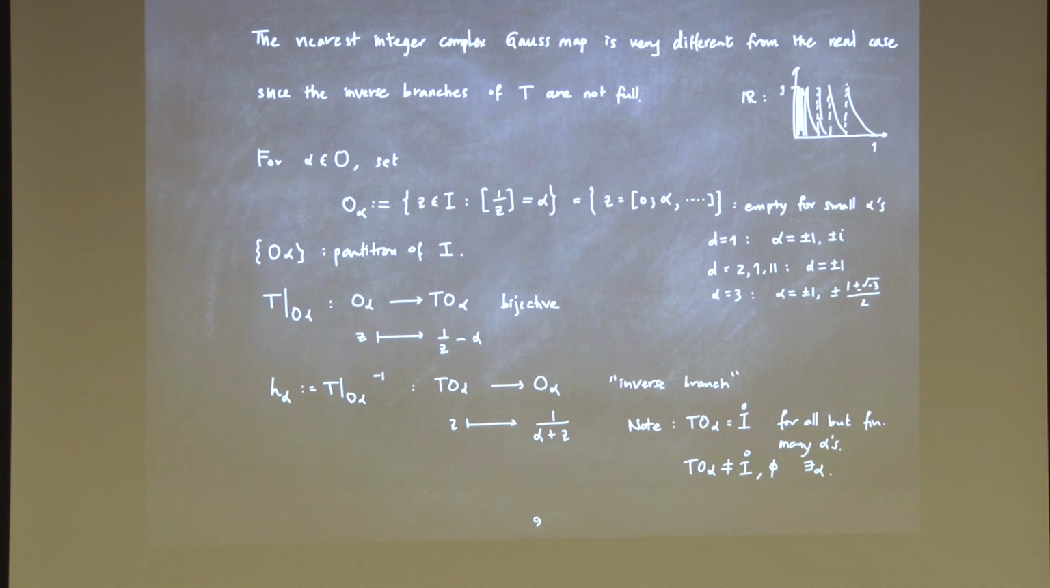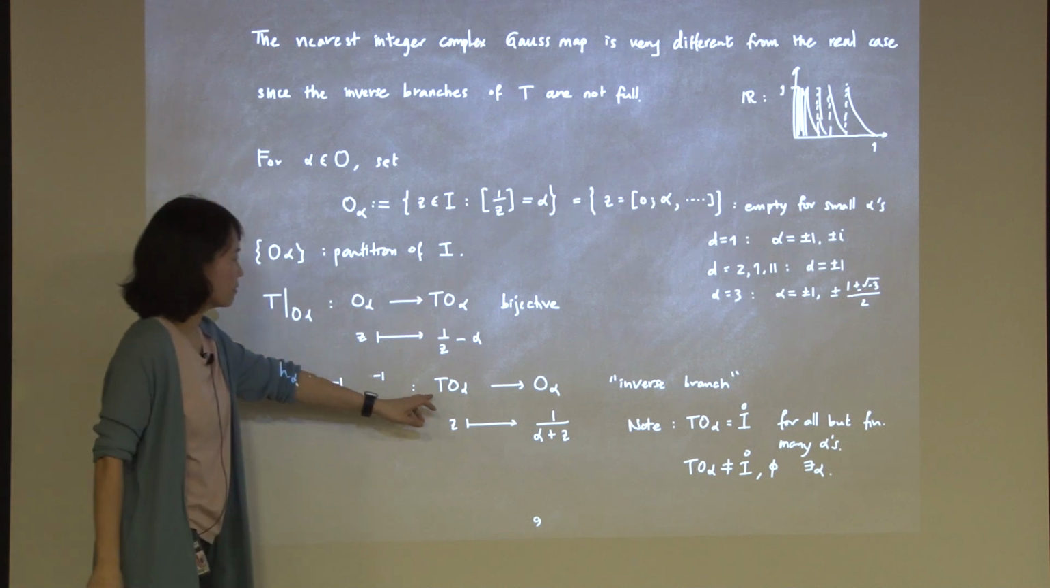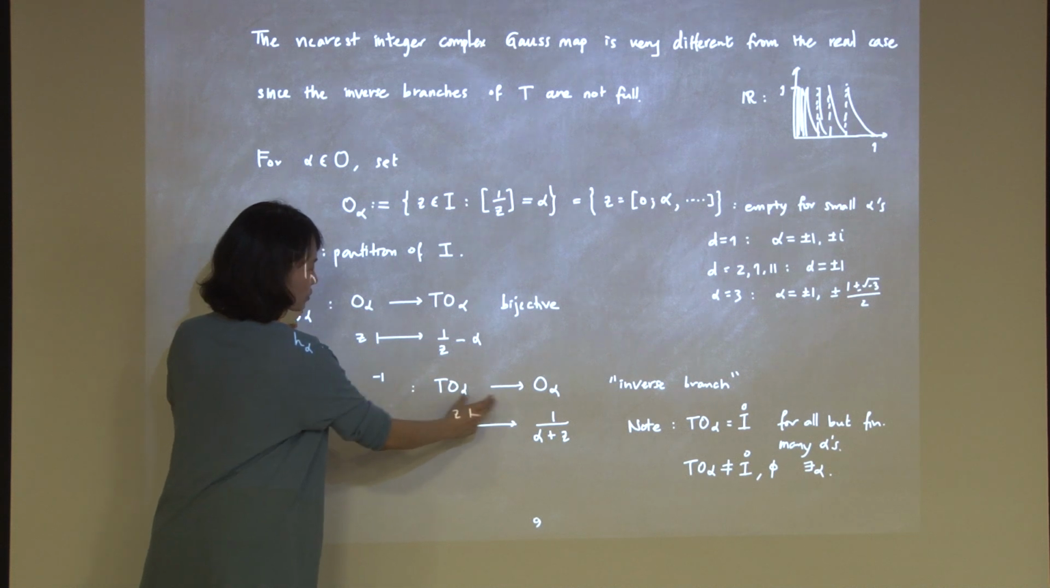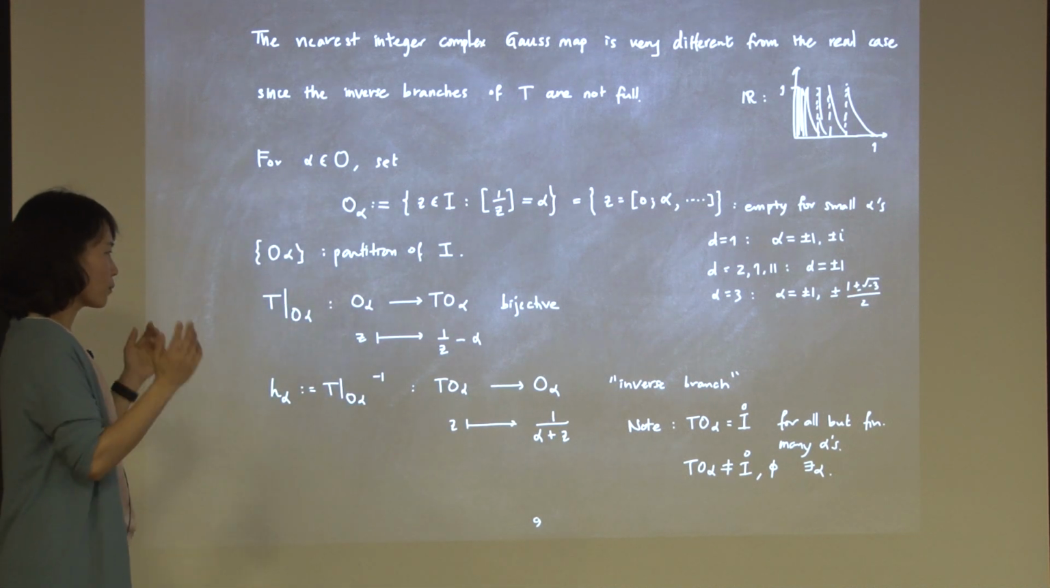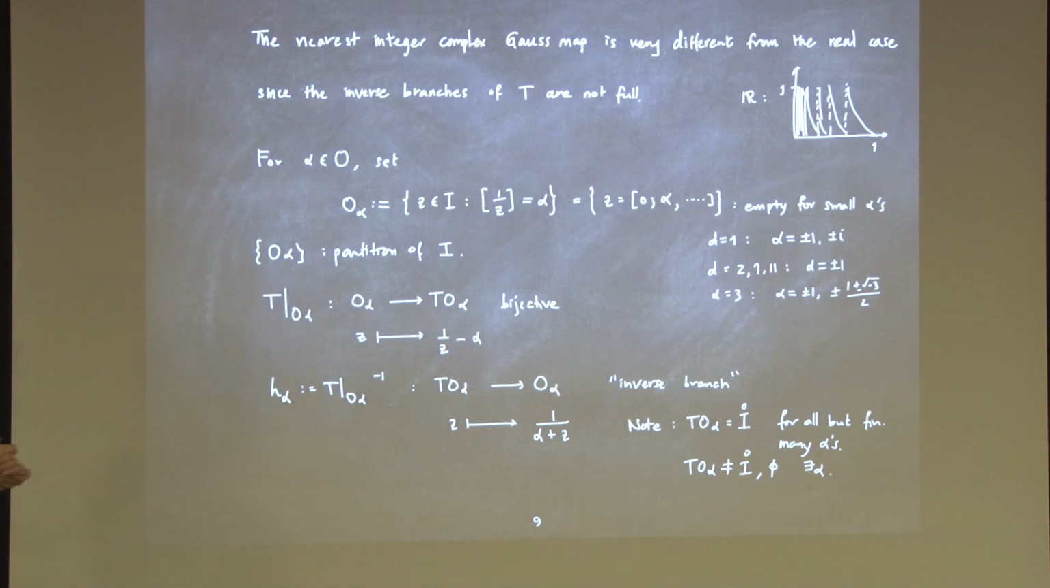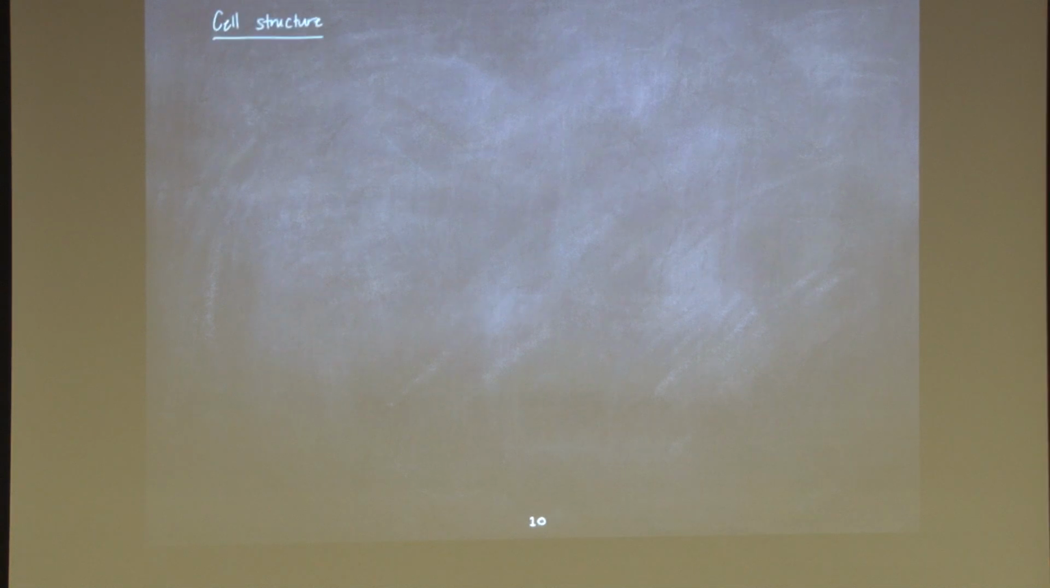Where is it defined? It is defined on T of O alpha, the image of T restricted to O alpha, which is not always everything. So it goes from T O alpha to O alpha. For most alphas it is the whole square, but for some alphas it is not everything, and it is not empty. Those are the complications that we have compared to the real continued fraction expansion. So we cannot use the method of Baladi and Vallée because of that property. I is the square, the fundamental domain for this C2.